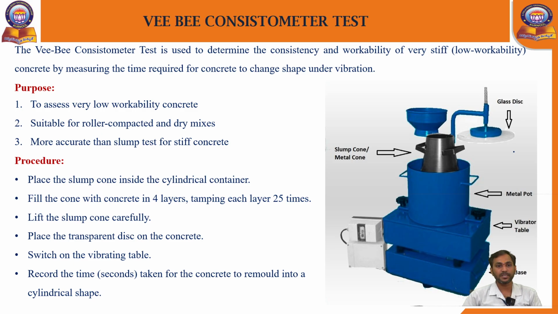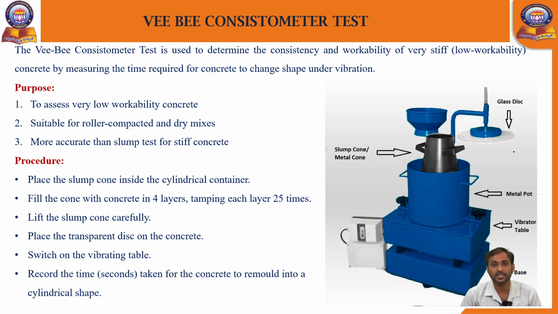What is the purpose? To assess very low workability concretes. It's suitable for roller compacted and dry mixes, and it is more accurate than the slump test only for stiff concretes. How do we do it?